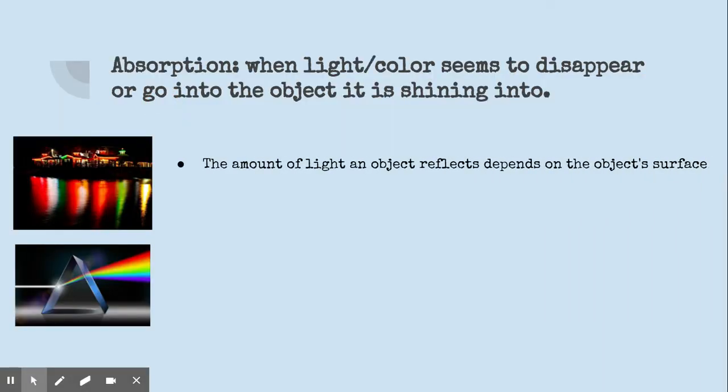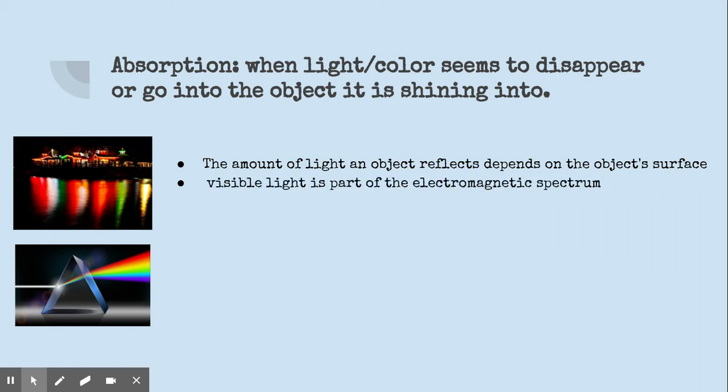The amount of light an object reflects depends on the object's surface. A smooth surface like that of a mirror reflects nearly all of the light that strikes it. A rough surface like that of soil reflects much less of the light that strikes it. The rest of the light is absorbed.